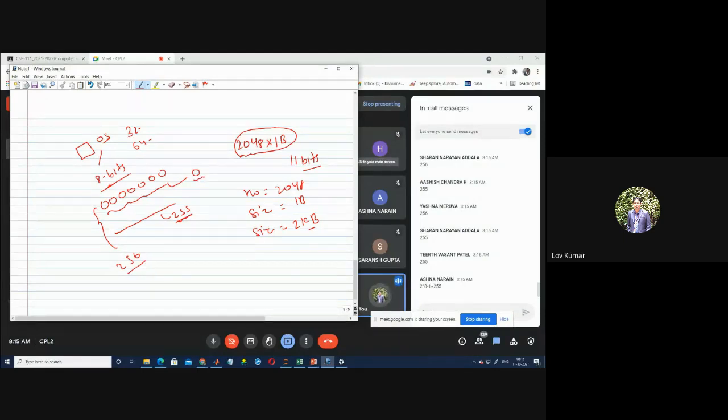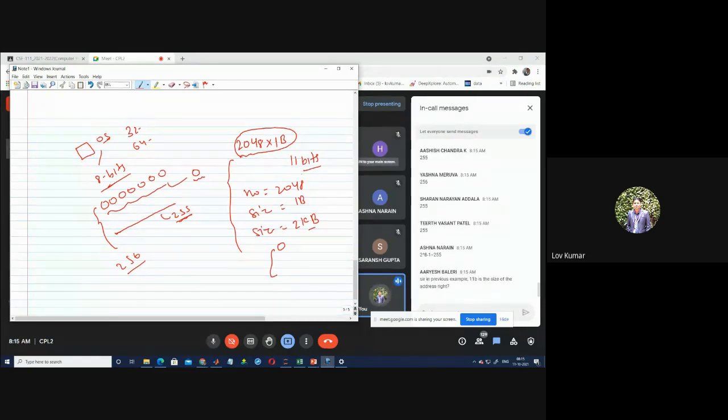But in your RAM, what is your minimum address? 0. And what is your maximum address? Because we are taking 11 bits, what is your maximum address? Okay, just you can see. This is the address generated by the system, and this one is the address present in your RAM. Both are totally different.